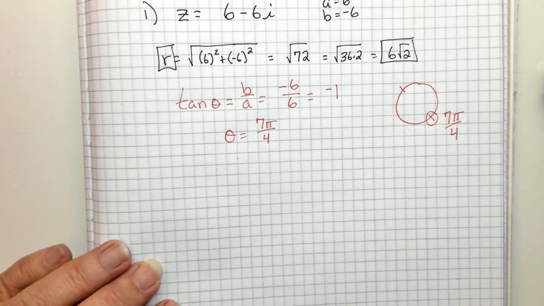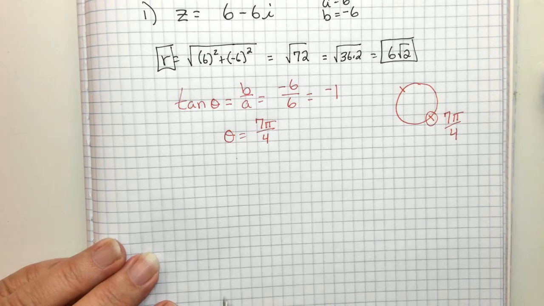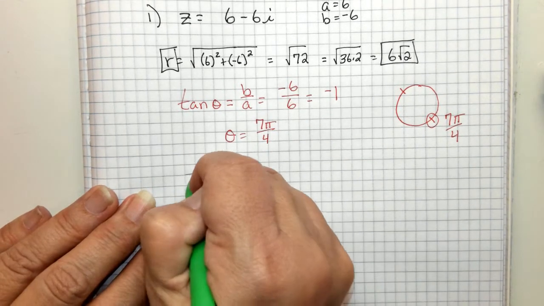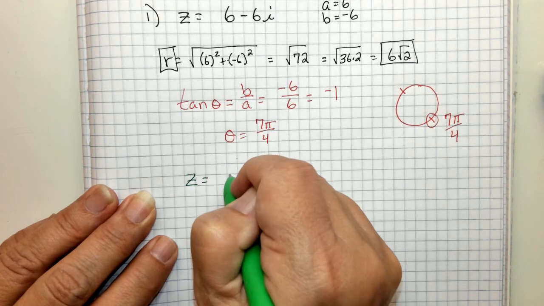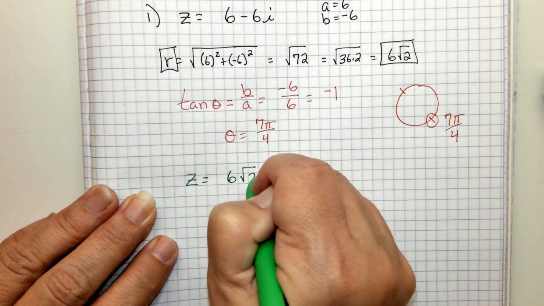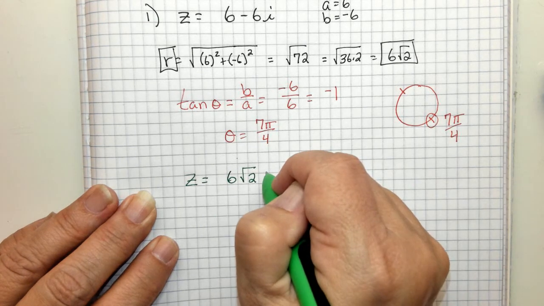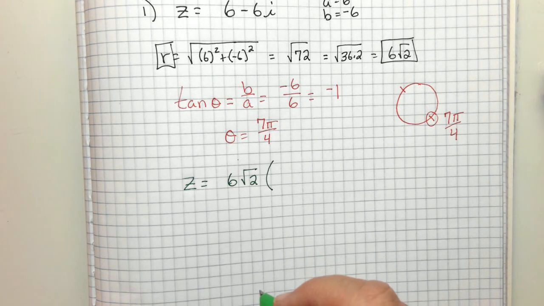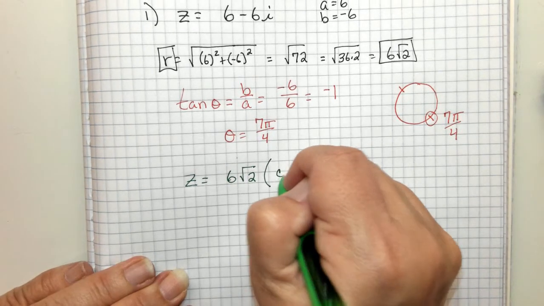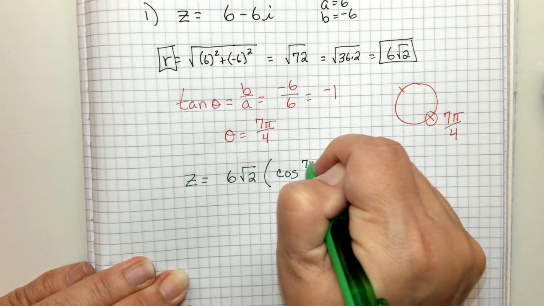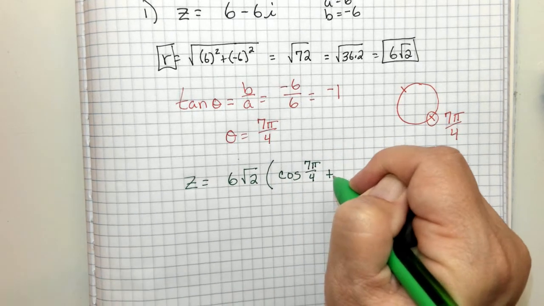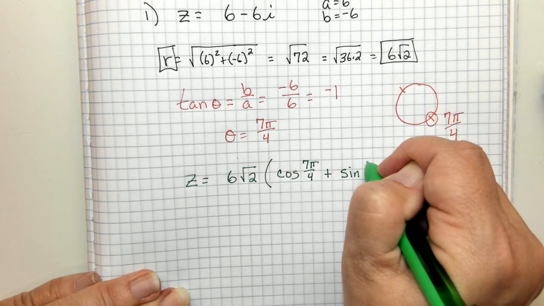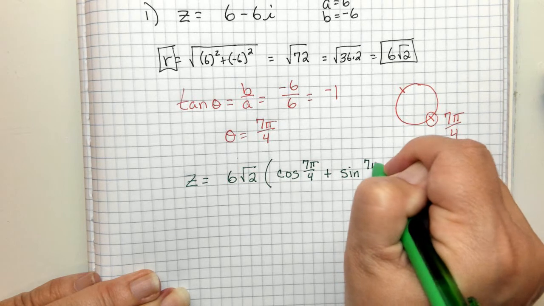And so we put the pieces of the puzzle together, and we're going to take z and write it in its trigonometric form. And z will be equal to 6 times the square root of 2, because that's r, times the cosine of 7 pi over 4 plus i times the sine of 7 pi over 4.